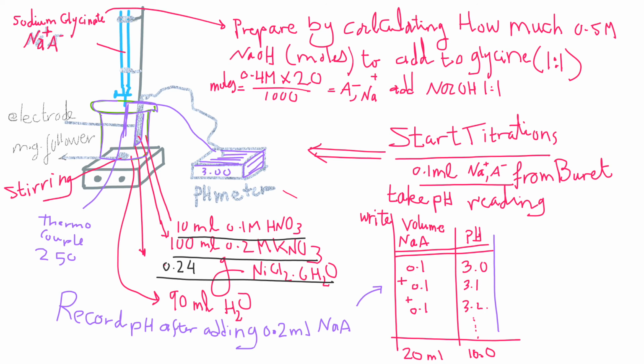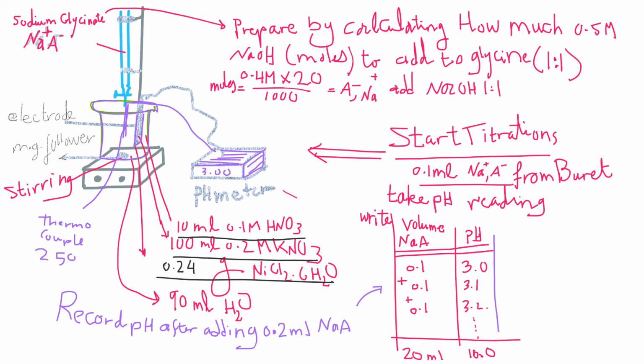If it's not 25, you have to put water at 25 degrees centigrade around the beaker, or you adjust the setup to lab temperature. And in the burette, you have to be careful. In the burette, you fill with the sodium glycinate you have prepared, which is adding sodium hydroxide to glycine 1:1, and you measure the pH before you start the titration.